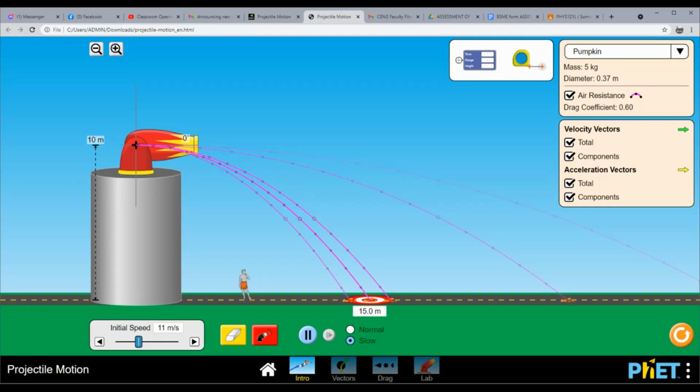Sa pagtaas po na initial speed ay sa paghaba po ng distance. The speed has a relationship with the distance traveled by the projectile. Pero ano ang kanyang relationship? Is it directly proportional or inversely proportional? Directly po. Okay, directly proportional. Once we increase the speed, the distance traveled by the projectile would also increase. Okay?